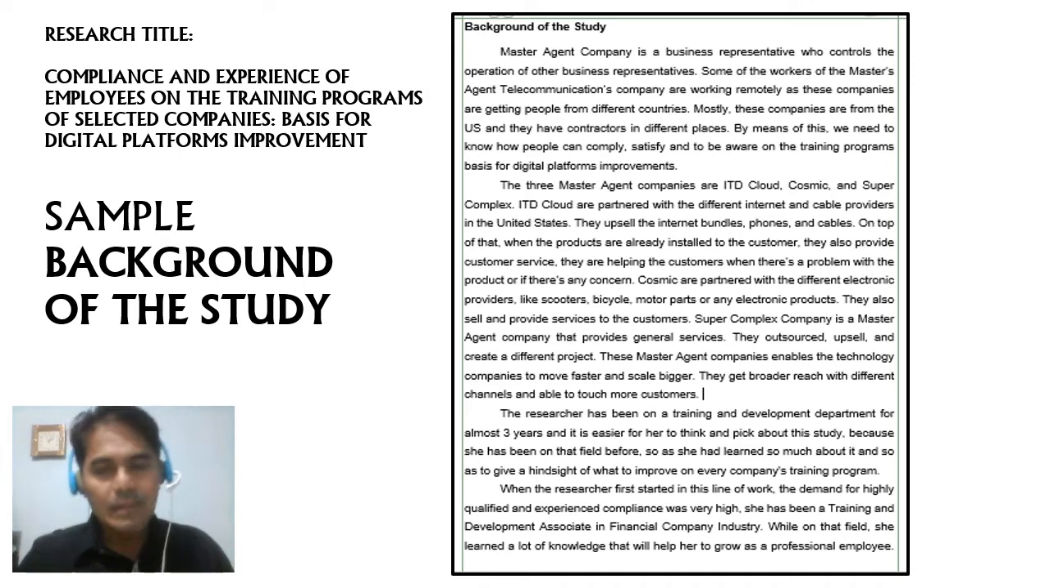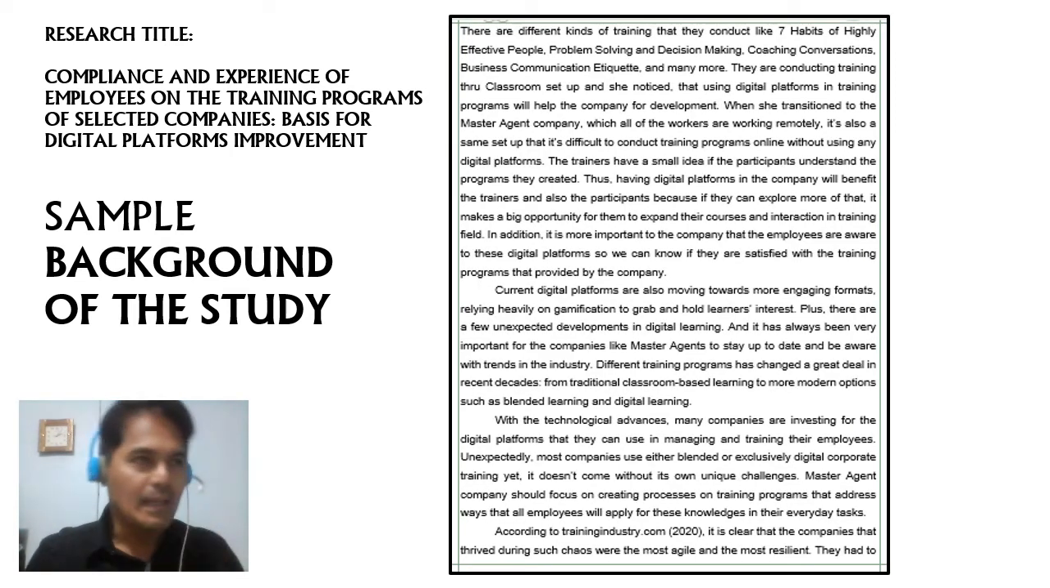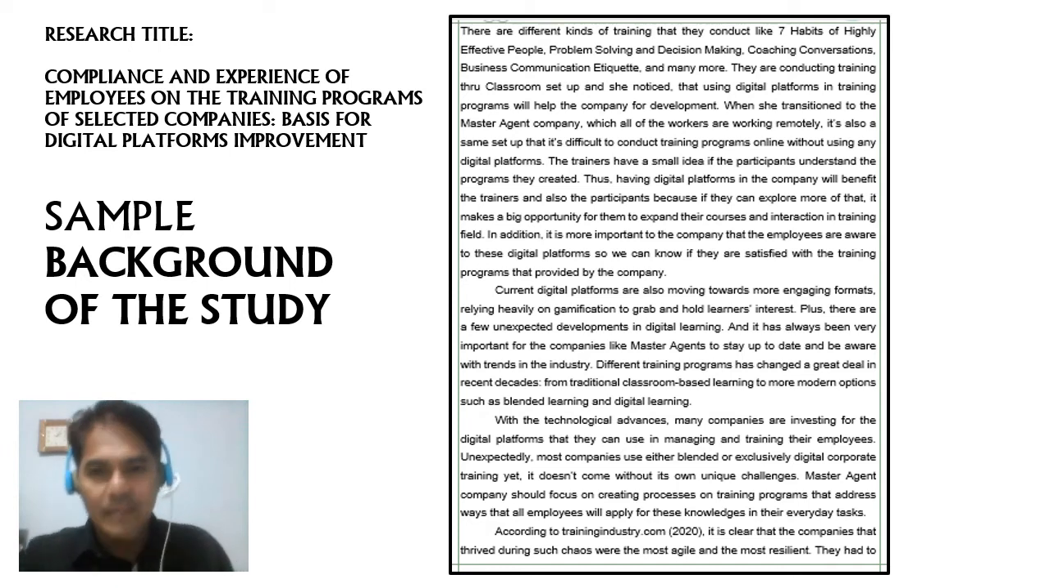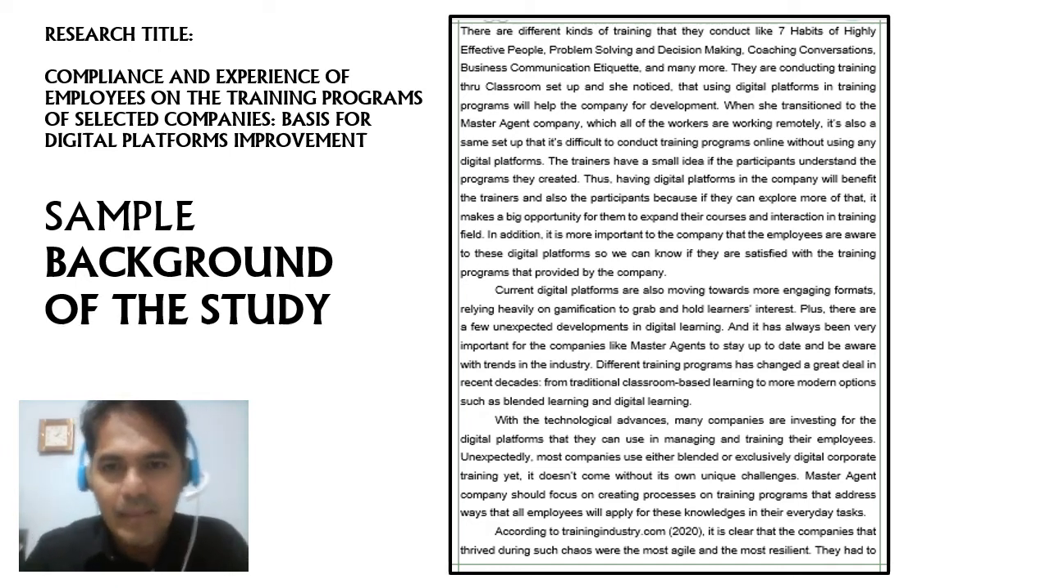Okay. Remember, dun sa introduction, broad yung kanyang pagsisimula, no? Kasi sinimula niya with the training programs. Pero dito, mas specific na because she now focused on digital platforms. Okay. Digital platforms used in training employees. So, dito po may binanggit na siya tungkol dyan, current digital platforms are also moving towards more engaging formats. Okay, so hindi na masyadong nakafocus sa training programs lang in general, no? But more on the digital platforms na siya. Okay, puro digital platforms na.